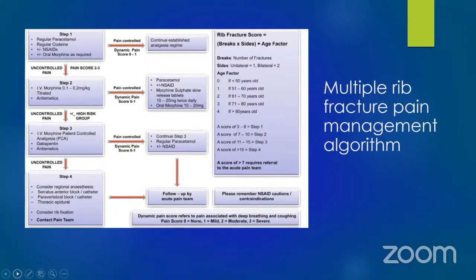While considering NSAIDs, we need to be conscious of contraindications, because in elderly patients it can lead to renal failure. Dynamic pain score refers to pain associated with deep breathing and coughing. Pain score 0 means none, 1 is mild, 2 is moderate, and 3 is severe.